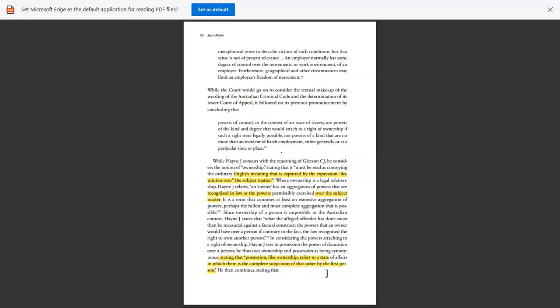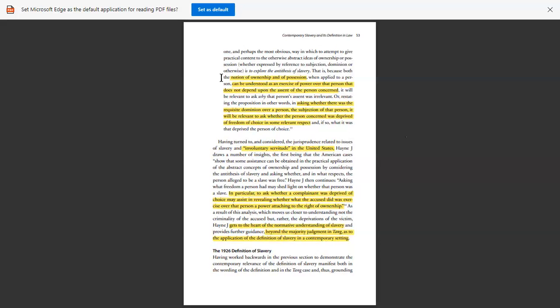So, in that term of law, a person is a corporation, a body politic. And you can find court cases where it says that the government is a person for the status of suit in the legal system. So here, notice of ownership and of possession can be understood as an exercise of power over that person that does not depend upon the assent of the person concerned. In other words, if you don't consent, if you're not part of it and you don't want to be part of it, the notion of ownership as possession is understood as an exercise of power over someone that isn't choosing to be part of it.